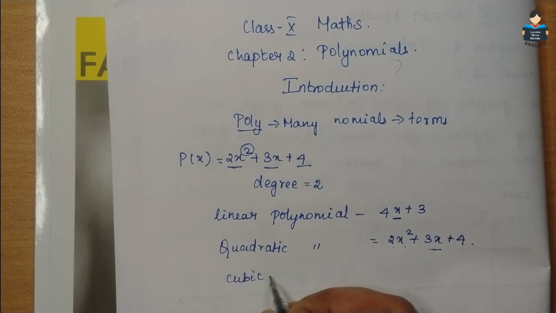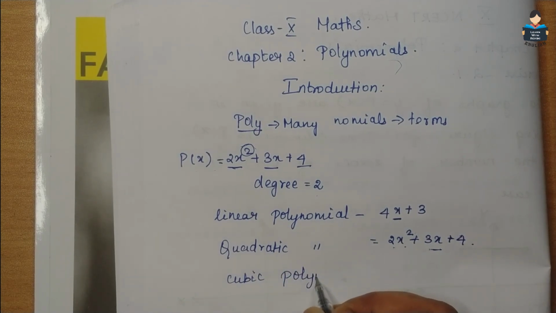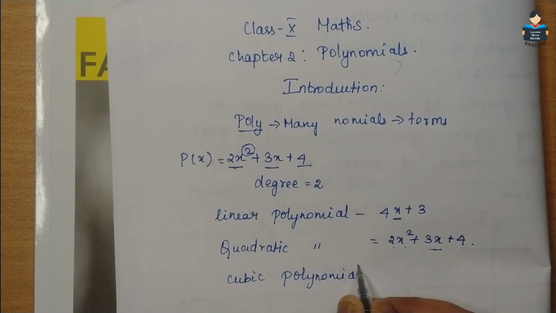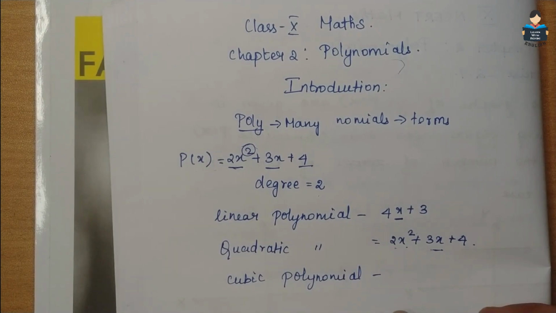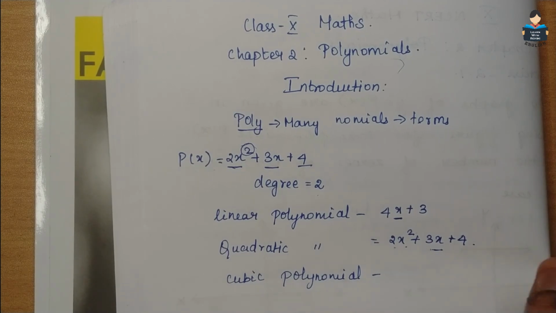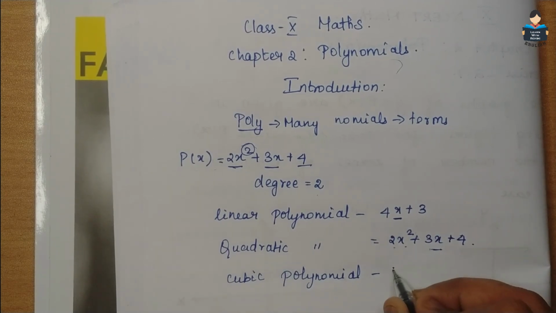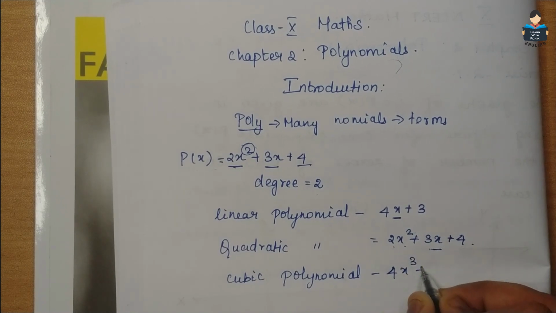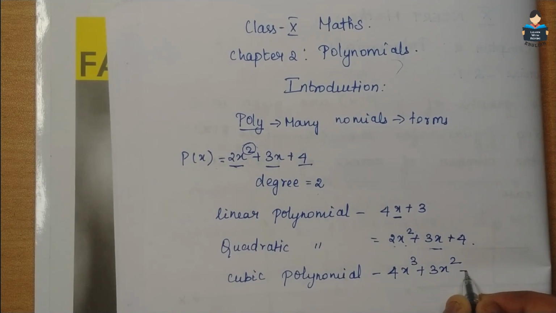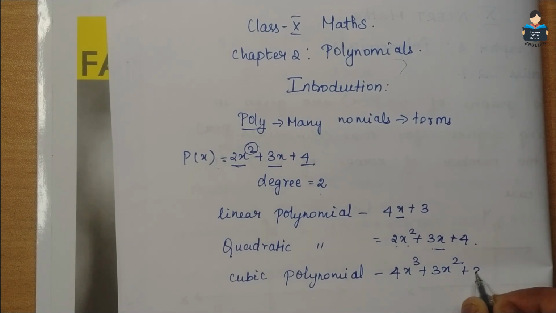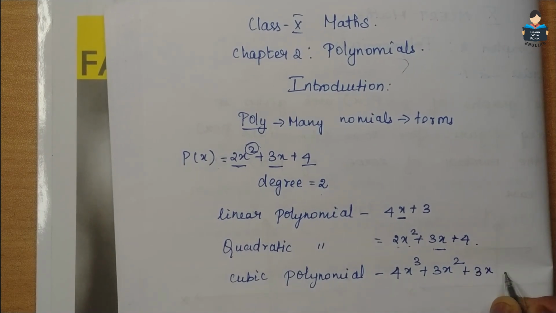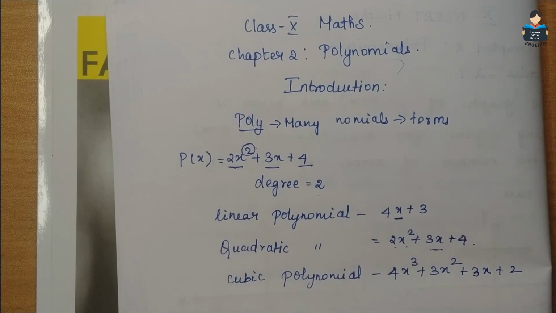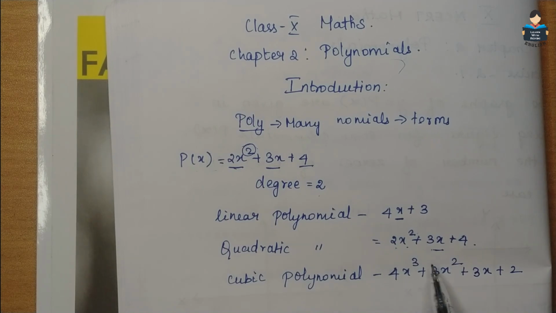Cubic polynomial. The cubic polynomial is that the highest degree of x will be 3. 4x cube plus 3x square plus 3x plus 2. So this is an example for cubic polynomial since the highest degree of x is 3.